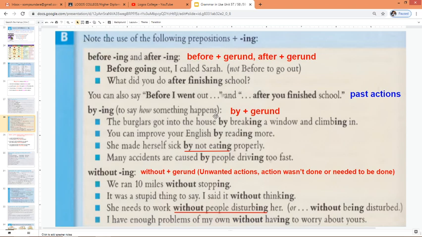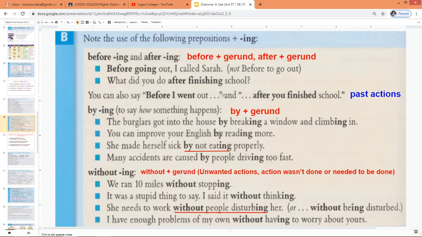The burglars got into the house. How did they get into the house? By breaking a window and climbing in. Notice we put the gerund two times here, breaking and climbing, because the word "and" right here makes this actually two sentences. So therefore, we conjugate two times, all right? By breaking a window and climbing in.